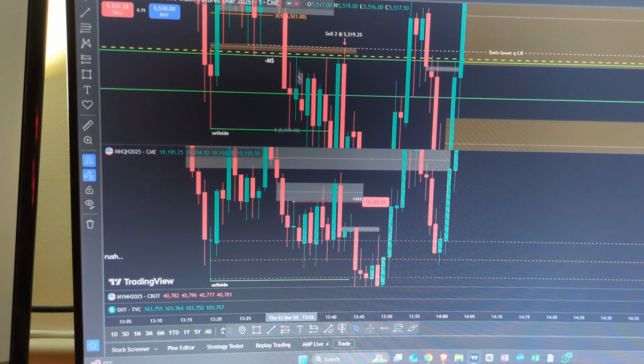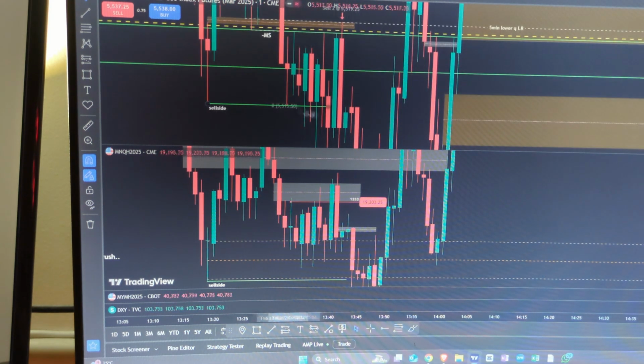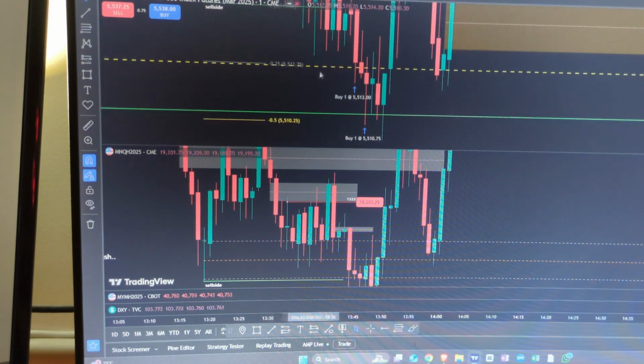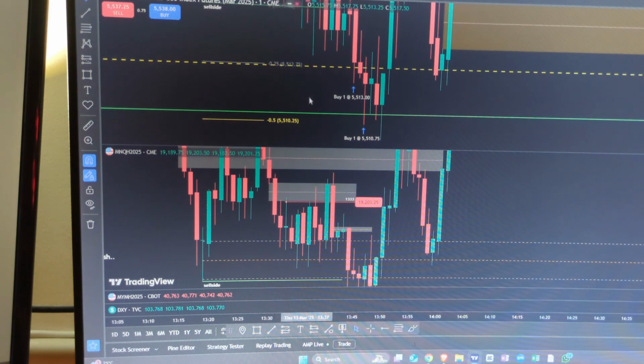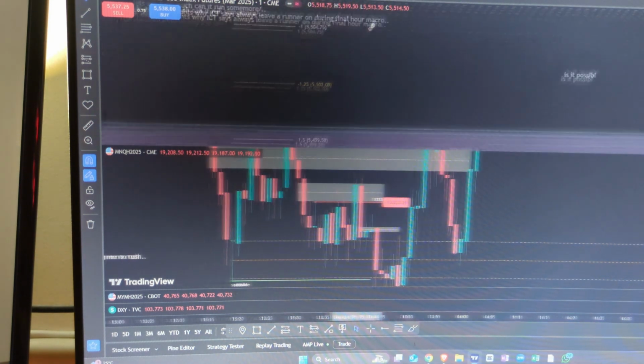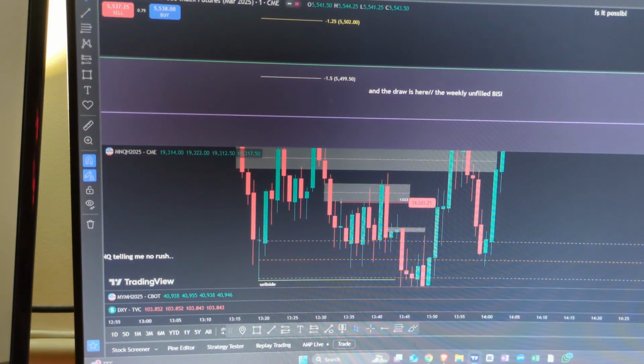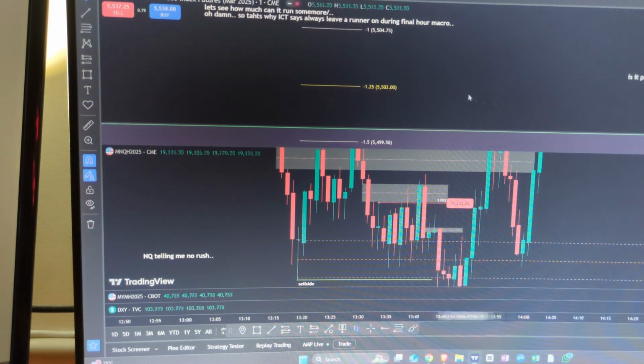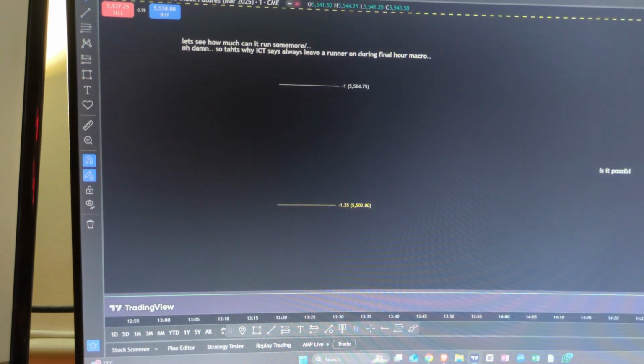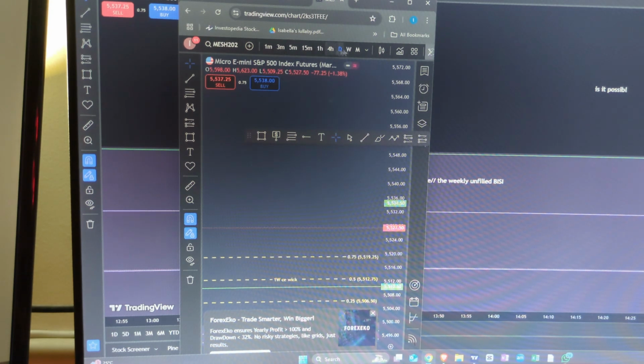So for me, how I see this is, buy side is being engineered, sell side is not there, and what I'm aiming for here is this old daily CB. Ultimately, my draw was this. I'll show it to you. This is a weekly unfilled BC. So where is it? You go to the weekly chart.